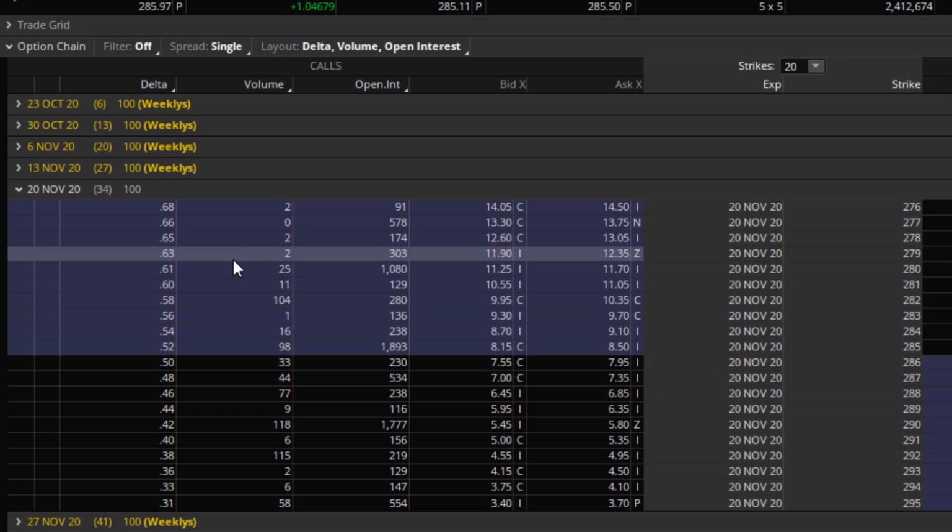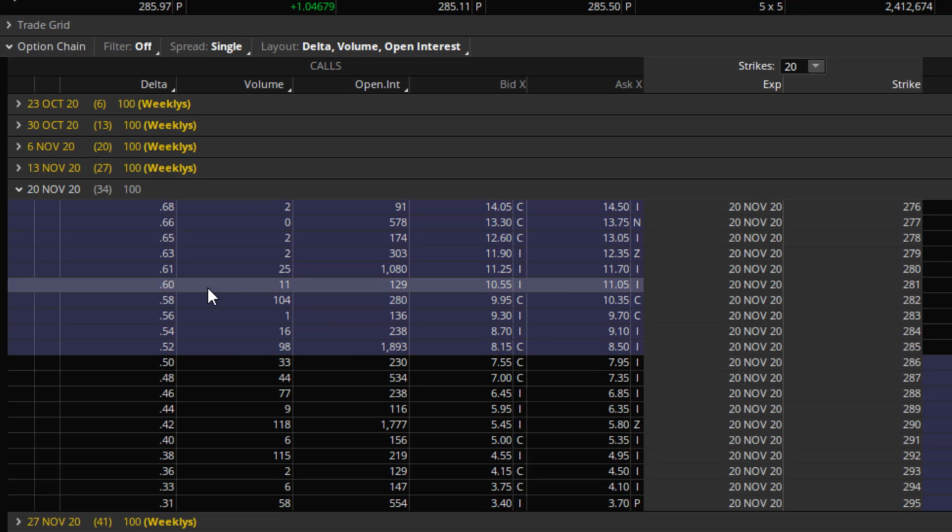So we're going to come into the November options chain, and I'm going to look at the delta column, and you can do different strikes.